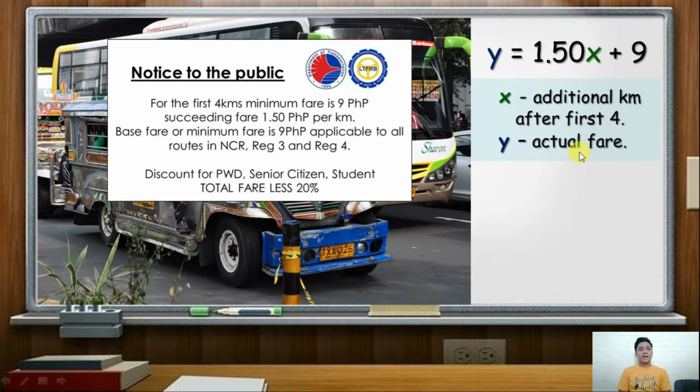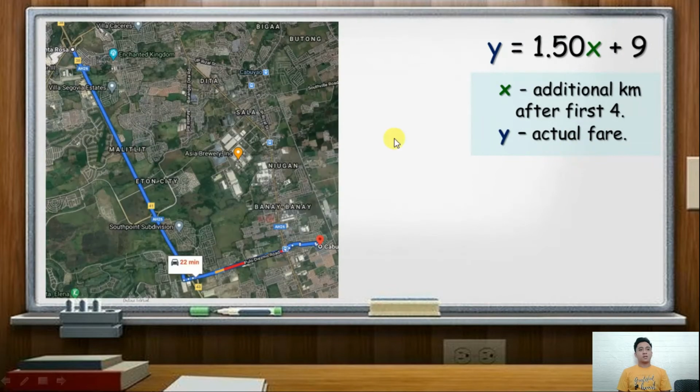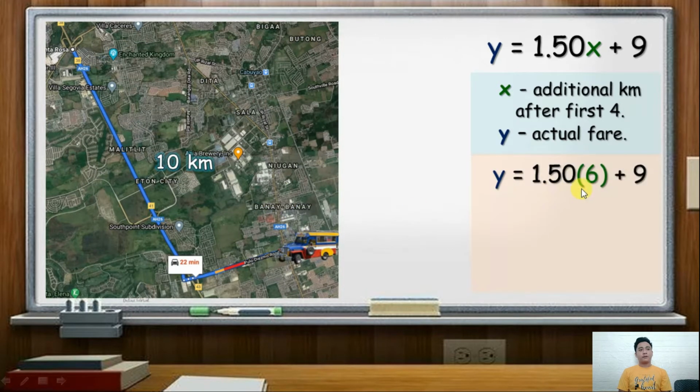So let's say Emil will travel from Santa Rosa, Laguna to Cabuyao with a distance of 10 kilometers. The equation will become y equals 1.50 times 6 plus 9. Here we will only add 6 since the condition tells that we will only charge 1 peso and 50 centavos for succeeding kilometers after the fourth. So 10 minus 4, the difference is only 6.